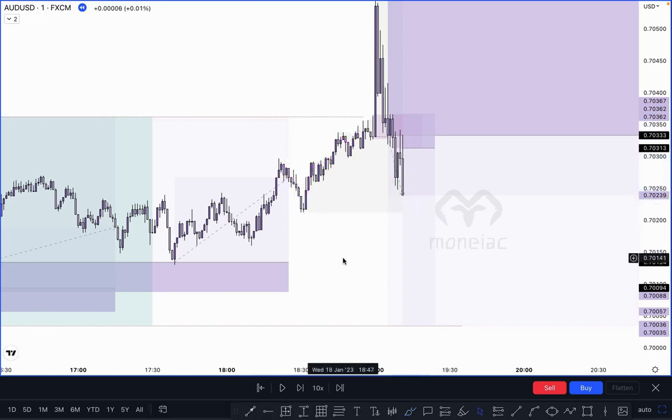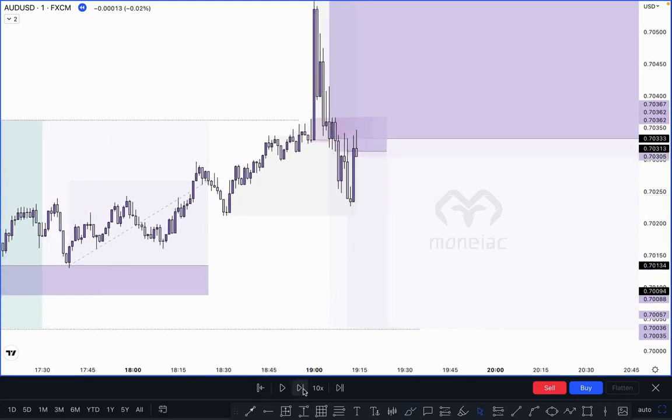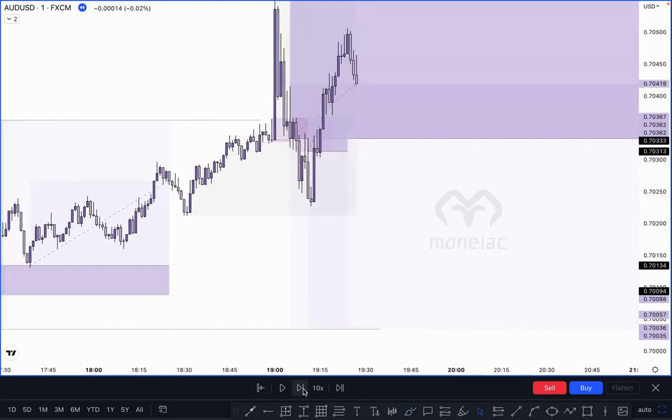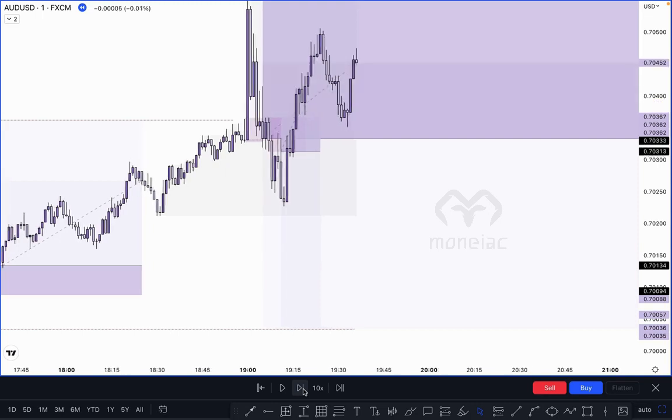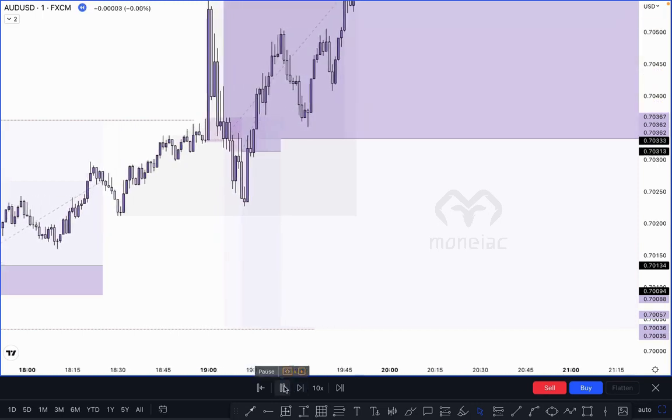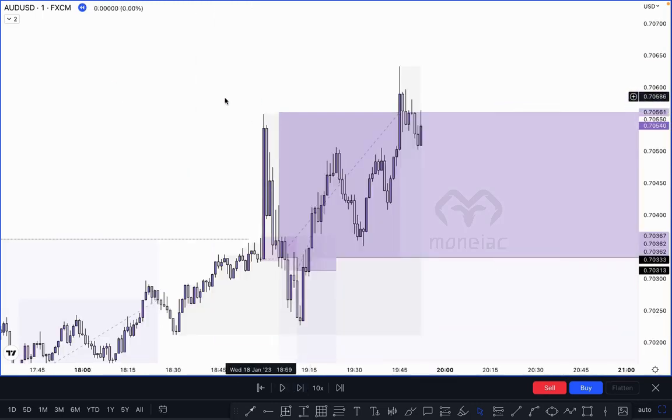So let's see what happened next after this move. All right, so let's see. Okay, so what happened here, finally the market hit our stop loss, and after that you can see the market took out both stop losses here. So in these two trades I want to mention something.